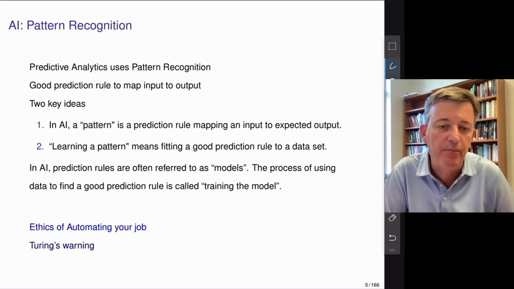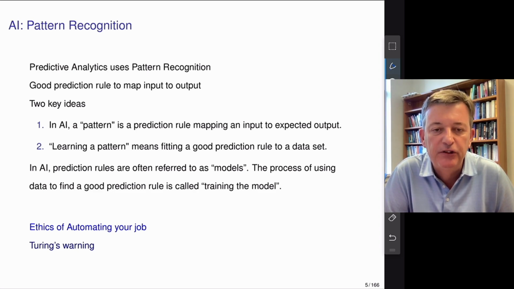So in AI, what do I really mean by a pattern? It's a prediction rule mapping an input to an expected output. So if I see a photo, can I label it as a cat or a dog, for example? And learning a pattern just means finding a good prediction rule for a given data set.